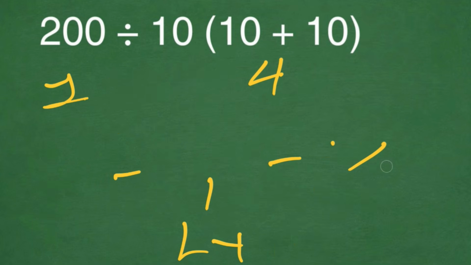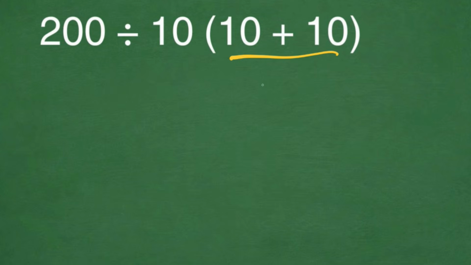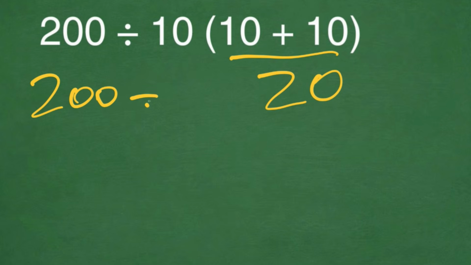So let's solve the problem together. Here the first thing to solve is parentheses, right? Inside the parentheses we have 10 plus 10, and that is going to be 20. And the problem becomes 200 divided by 10 times 20, right? Now we have to solve the division, right?